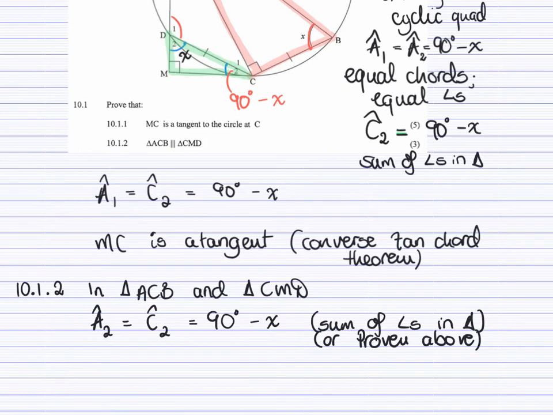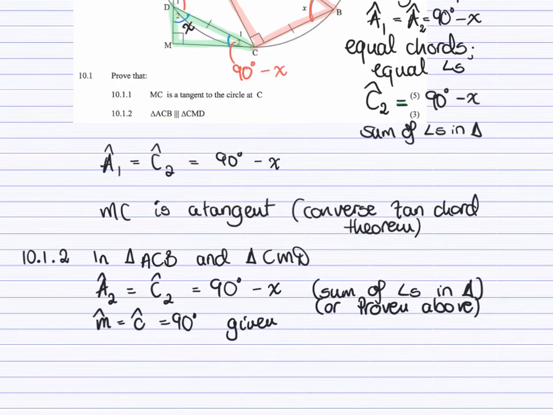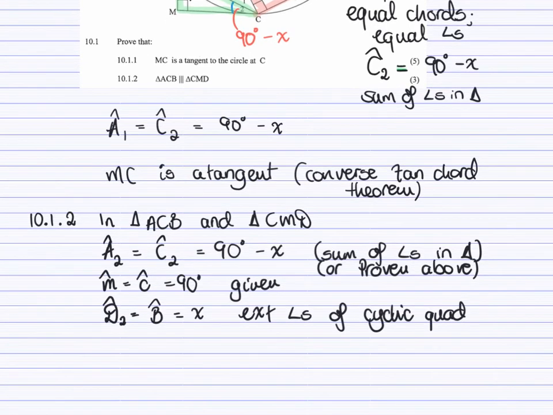The second one, we then say angle M is equal to angle C. They're both equal to 90 degrees. We didn't have to work this out. This was given. For the last angle, you would then say that D2 is equal to B. These are both equal to X, and the reason there was exterior angle of cyclic quad, or if you have already proved it above, you could write proven above. This is obviously dependent on whether you've actually proved it above.